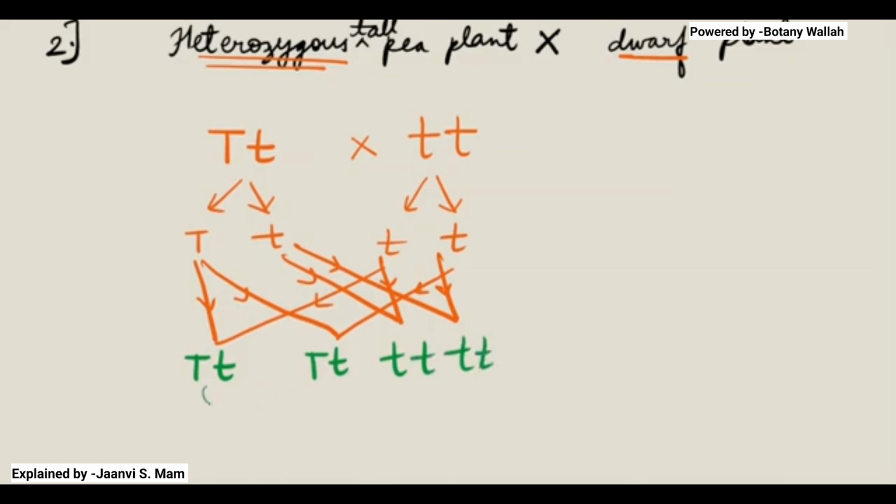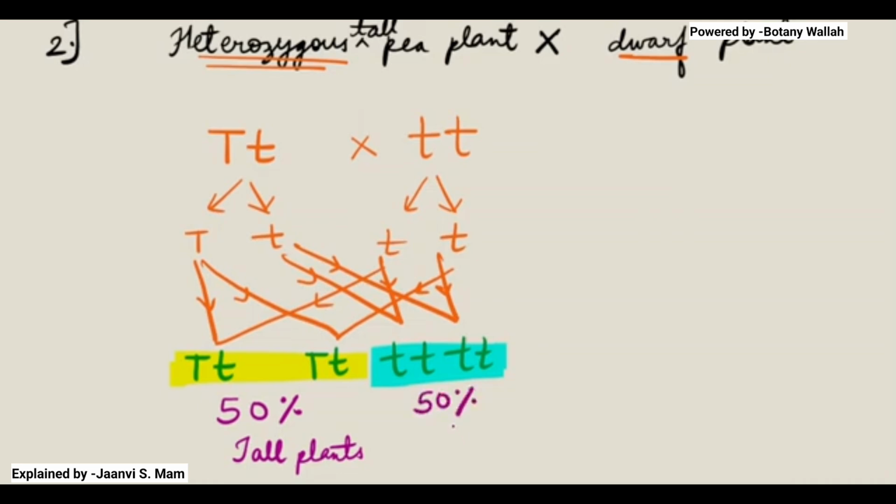So can I say that there is a 50% possibility? How many percent possibility is there? There is a 50% possibility to get tall plants, and another 50% possibility to get dwarf plants.